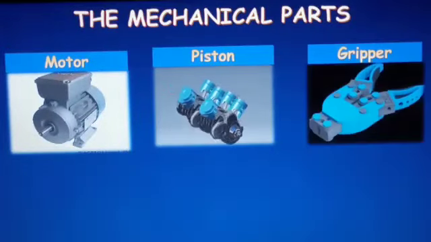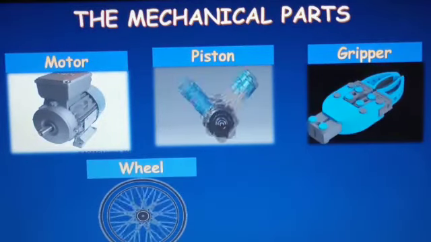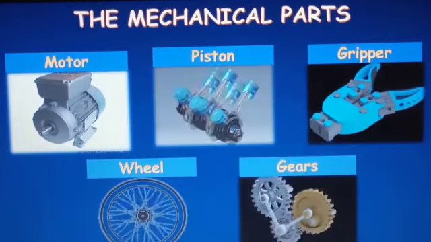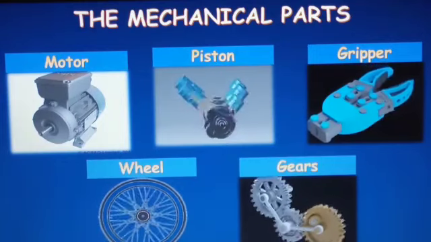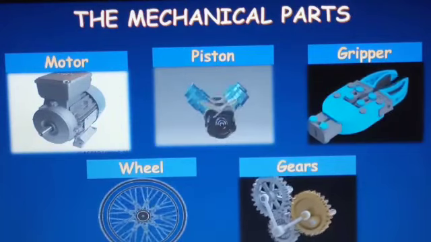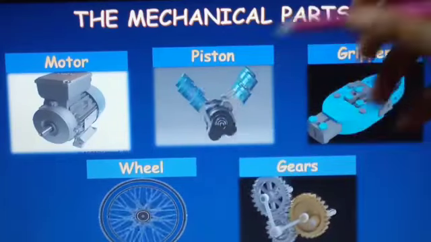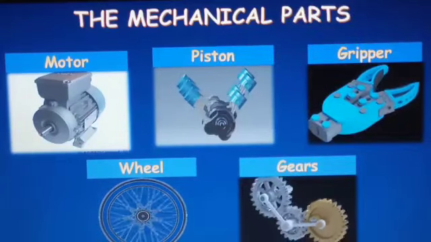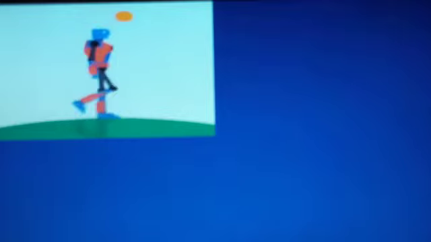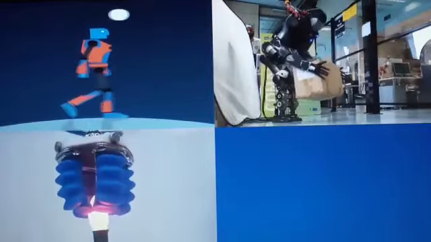The second one is the mechanical part. Motor, piston, gripper, wheel, gears. These are the moving parts of the robot. But the mechanical parts cannot work without controller commands. These mechanical parts are used for the robot to move, lift, grip, turn.